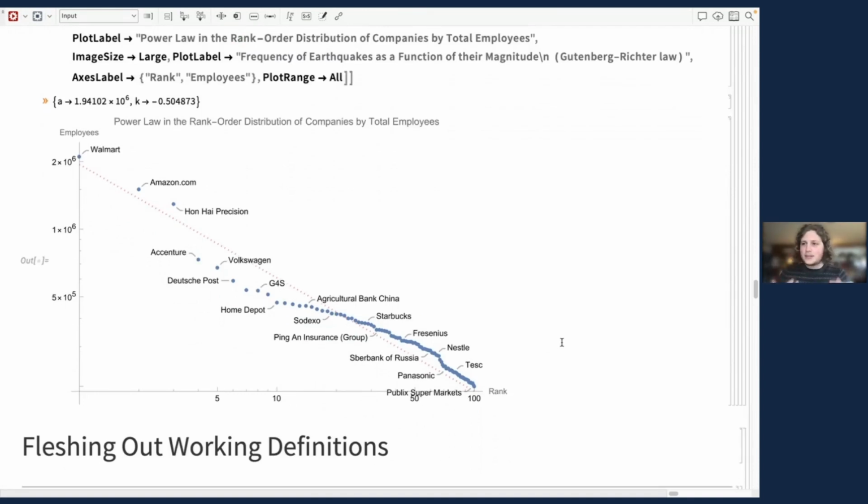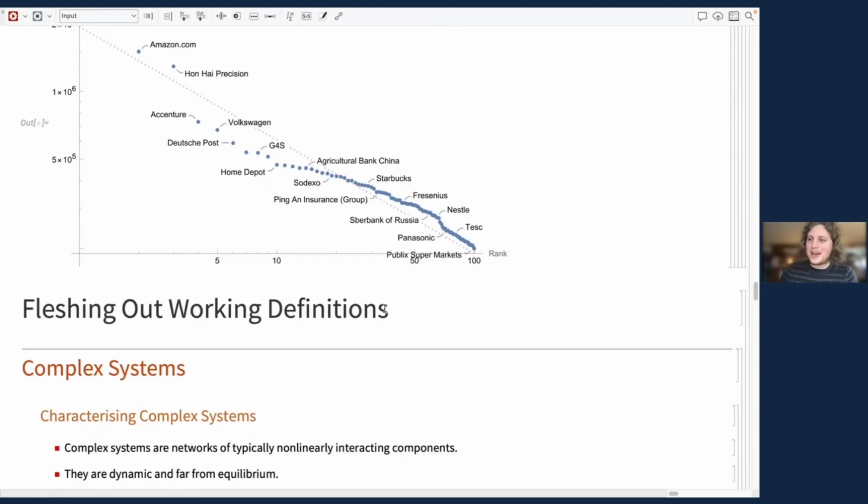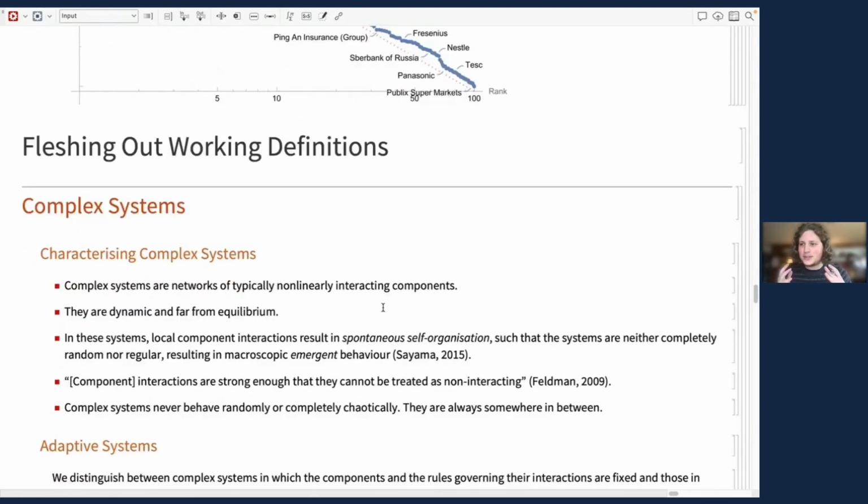So I think this is all remarkable, and definitely information to take some time to digest. But I want to observe that we haven't really defined what complex systems are yet. So I want to spend a little bit of time fleshing out these definitions and clarifying what we mean when we say something is a complex system, and what we mean when we say something is emergent, for example.